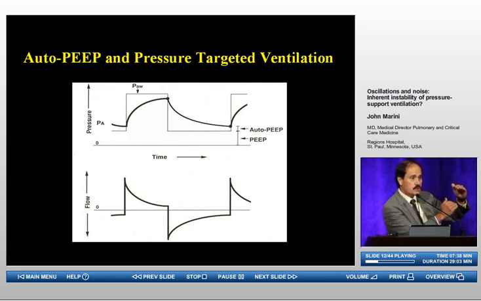If auto PEEP goes up and you have not changed the level of positive end expiratory pressure to offset it, for example, then the gradient between the airway pressure and the alveolar pressure is going to narrow as auto PEEP goes up. As auto PEEP goes down, the tidal volume is going to get greater. So there's an inherent possibility of tidal volume varying with the degree of auto PEEP. I think most of you know that.